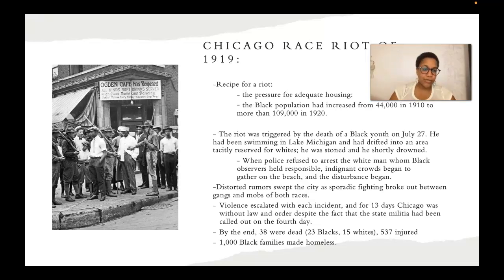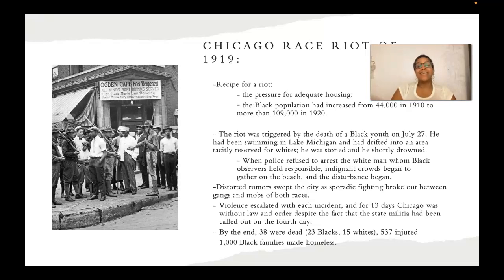So when the police refused to arrest this white man who Black observers held responsible, crowds grew, people became indignant while gathering on the beach, and as a result, the riot began, right? And also we see a lot of rumors sweeping the city as sporadic fighting begins to break out between gangs and mobs of both races. And this violence escalated each time, with each incident the violence grew and grew and grew.